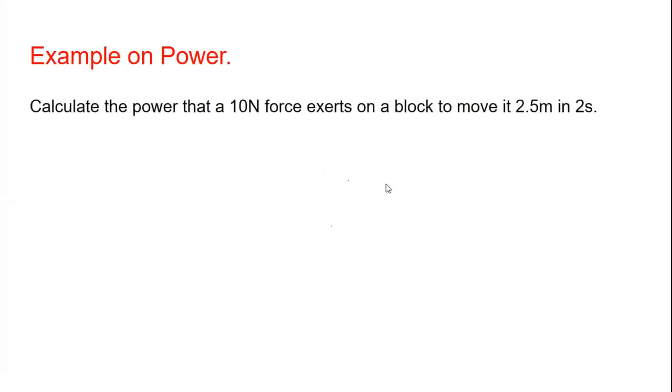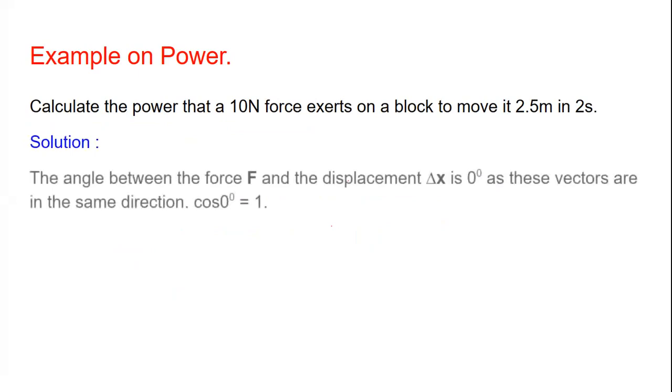Now let's look at an example. Calculate the power that a 10 Newton force exerts on a block to move it 2.5 meters in 2 seconds. Give yourself some time to work that out. So here's the solution. The angle between F and the displacement, delta x, is 0 because these vectors are in the same direction. Because of that, cos 0 degrees is equal to 1.